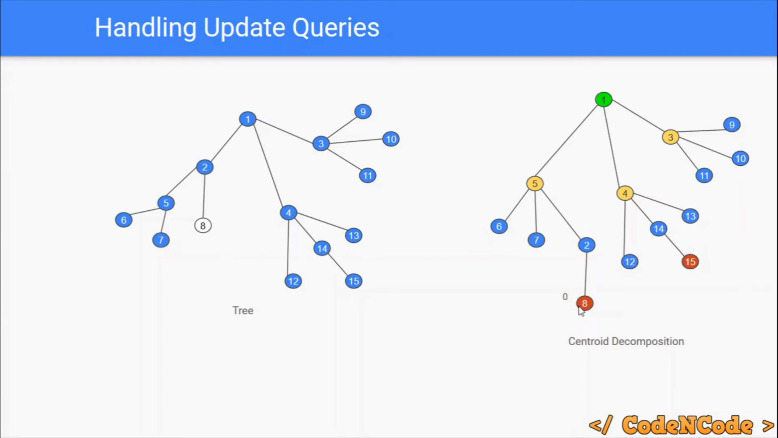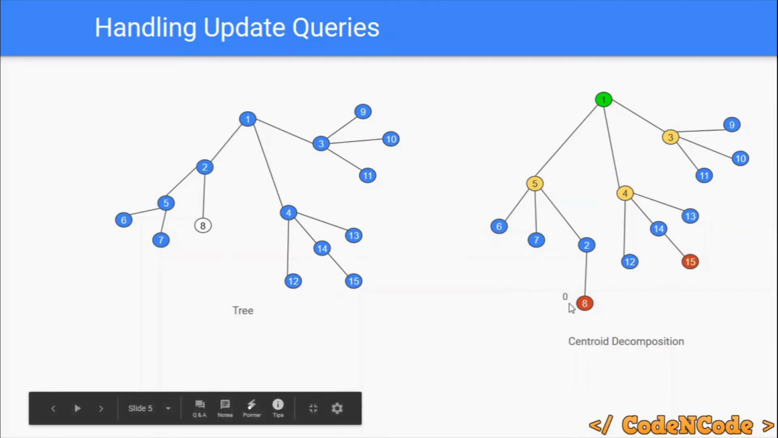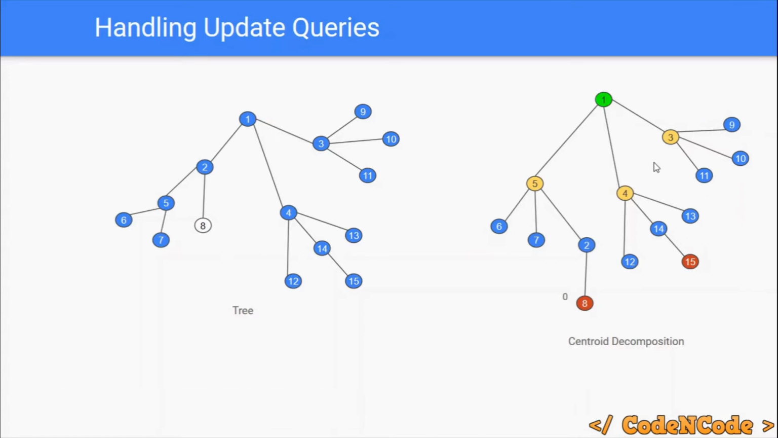Node 8 is at distance 0 from node 8, so 0. For each node in the centroid decomposition tree, we need to store the distance of the nearest white node. Since initially there is no white node in the tree, before even the first update, initially they will be storing infinity. If a certain node doesn't have anything written on it, like here I've written 0 but for the rest there is nothing, that means the nearest white node to them is at infinity. So the result array is initialized with infinity.